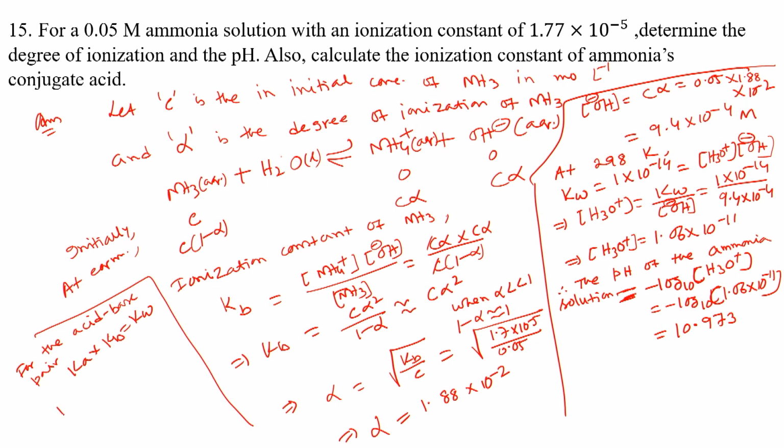Okay, so Ka is Kw by Kb. So 1 times 10 to the minus 14, again we are considering 298 K temperature, and value of Kb is 1.77 times 10 to the minus 5. So we get the value of 5.64 times 10 to the minus 10. So this Ka is the ionization constant of the conjugate acid.